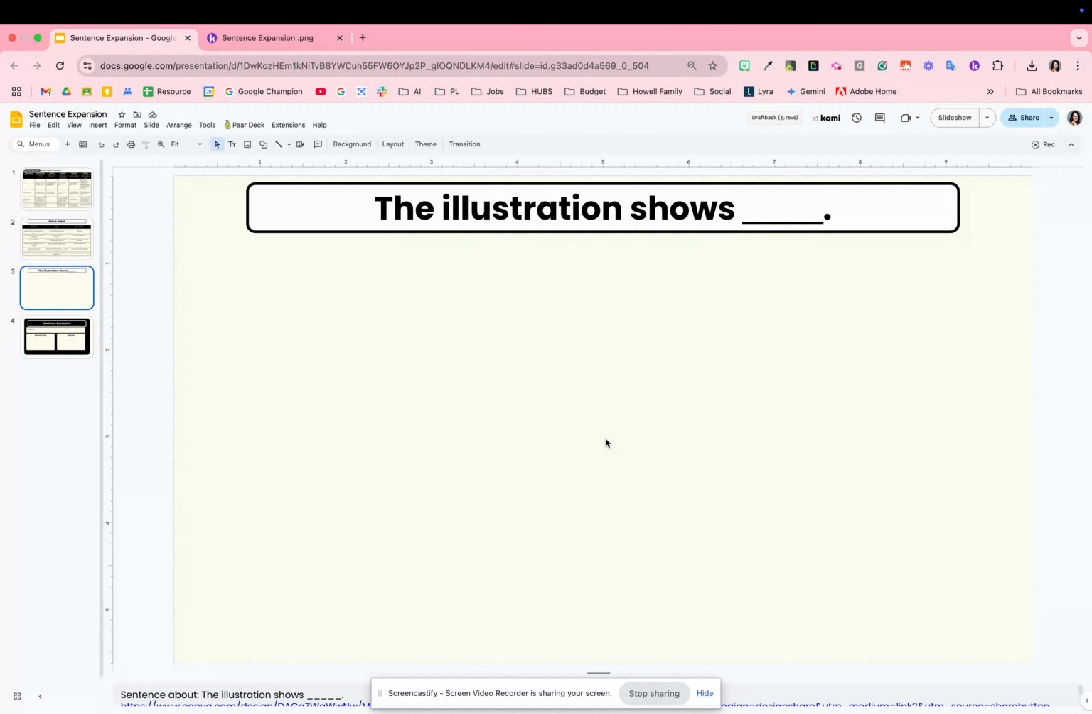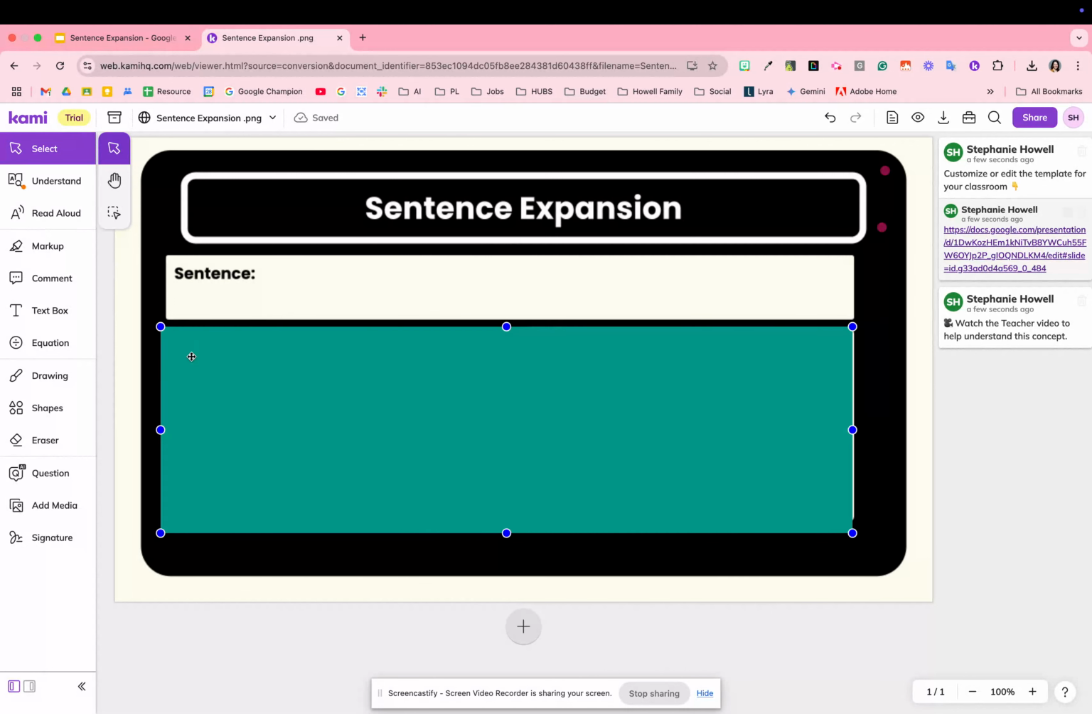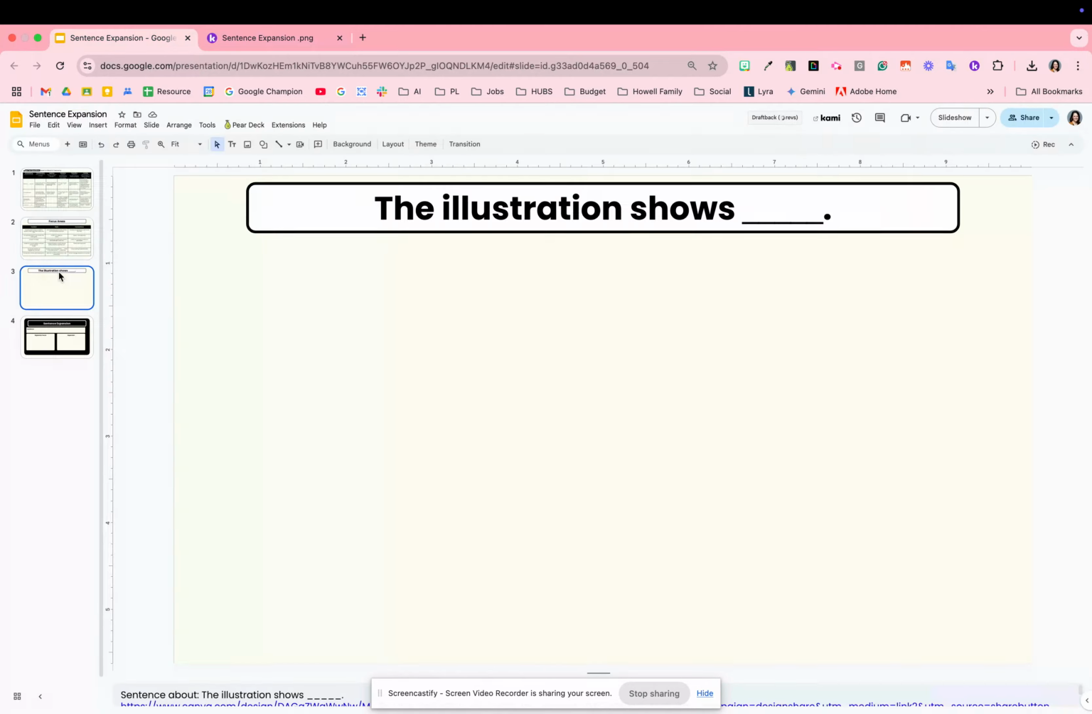So for example, I might have an illustration here, and I might have my students complete the sentence. The illustration shows blank. They're going to write their sentence. After they write their sentence, I am going to give them some expansions. So the next step is this next box right here. So now I'm ready to focus in on expansions.